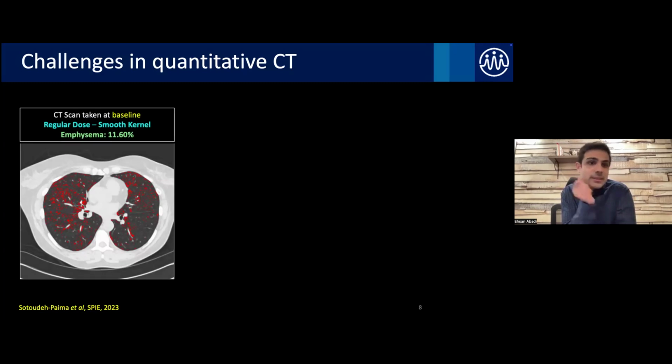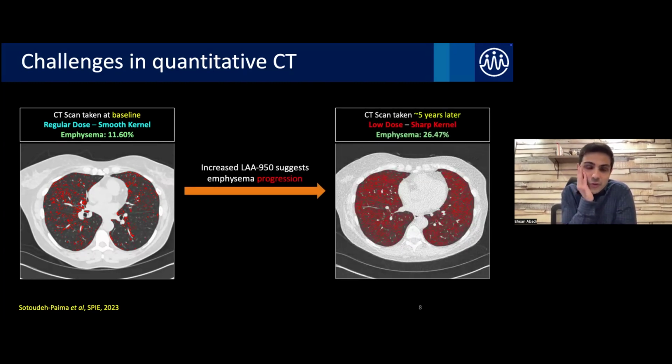Let me give you another example. Let's say you have a patient who got a baseline image with a regular dose and a smooth reconstruction kernel, and we measure their emphysema score using quantitative imaging. The patient comes back after 5 years, the protocol has changed, so they had to use a different dose and a different reconstruction kernel. We quantify the emphysema score again, and we get 26%. The baseline was 11%, so there's a 15% difference.